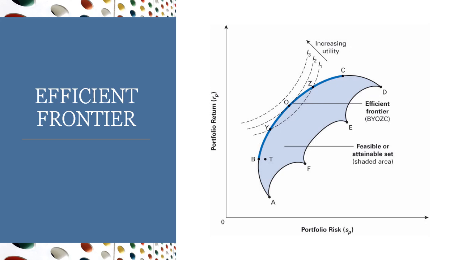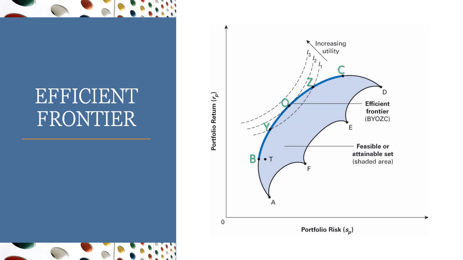Referring to the graph, the efficient frontier is the point where all efficient portfolios dominate the plotted portfolios with each risk and return combination on the same graph. The efficient frontier is represented by the upward sloping part of the shaded area whereby portfolio B, Y, O, Z and C provide the highest return at each risk level compared to other portfolios.